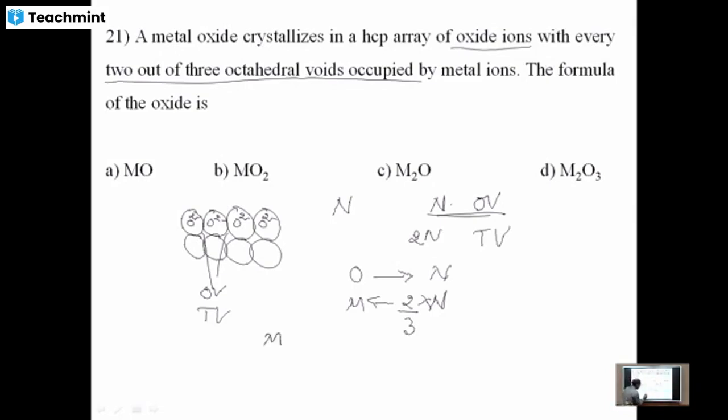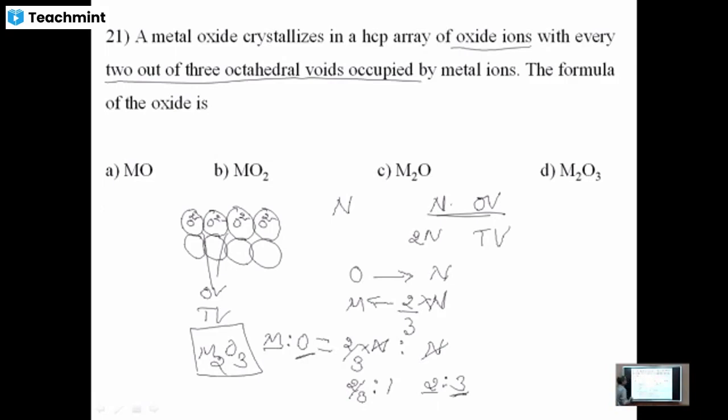Therefore, the ratio is metal 2 by 3 times number of lattice sites, and number of oxide ions is n. n gets cancelled. It is 2 by 3 is to 1, or 2 is to 3. Means metal corresponding to 2, M2, oxide corresponding to 3, O3. Molecular formula will be M2O3. Right answer is option D.